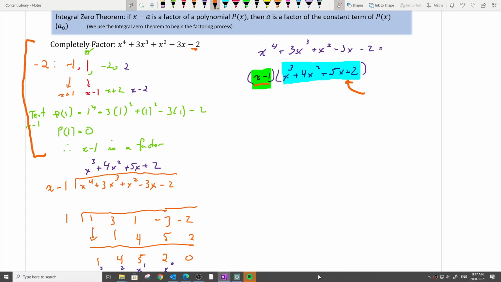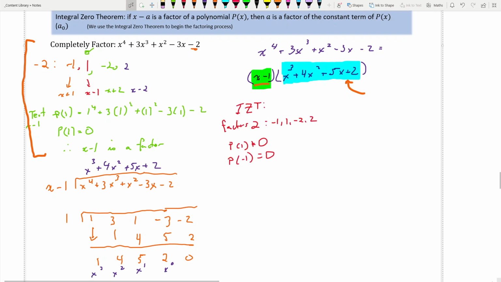All right, let's go, team. Spoiler alert, the P of 1, when I substitute, sorry, I got ahead here. I'm going to use the integral zero theorem here. The factors of 2, so I look at my constant 2. The factors of 2 are negative 1, positive 1, negative 2, positive 2. And then I simply plug those into my polynomial, into the blue one, to effectively use the factor theorem.